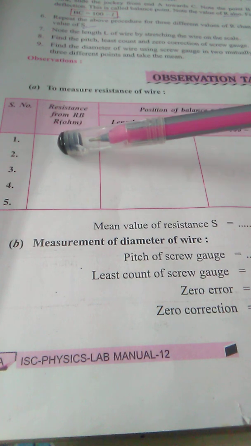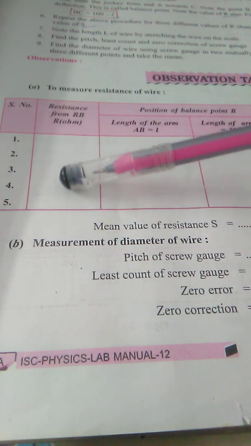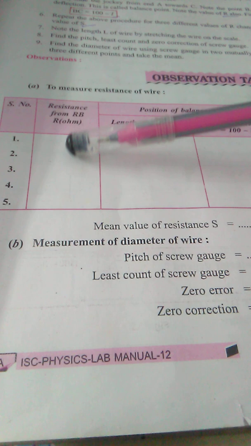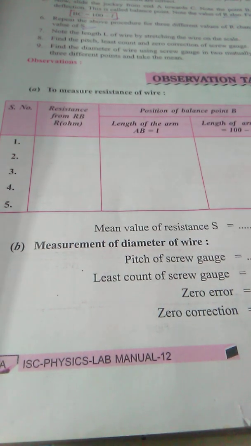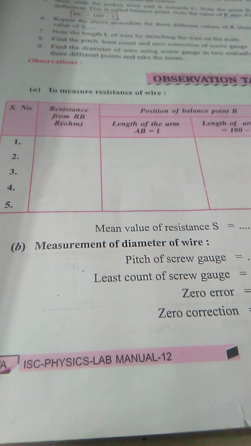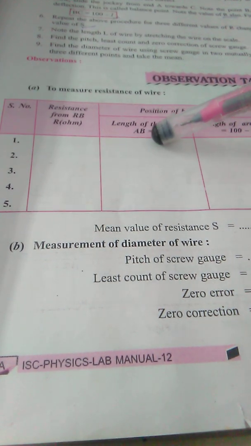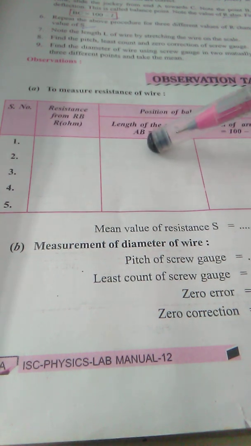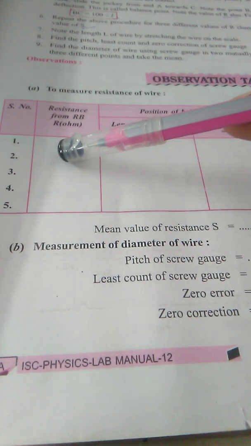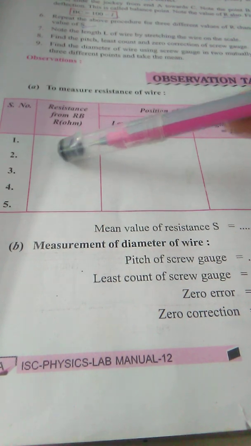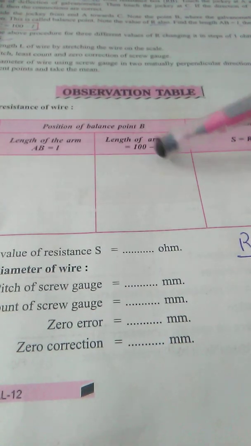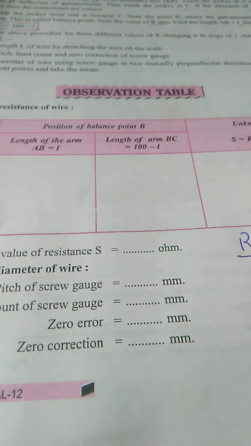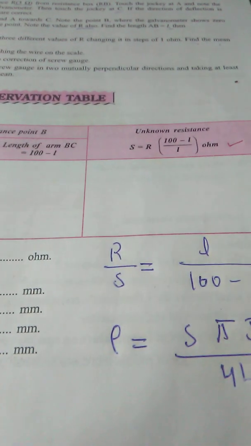We have to take out different resistances from the resistance box. You can take out 1 ohm, 2 ohm, 3 ohm, 4 ohm, 5 ohm, and so on. It is up to you how you take out the resistance. Then at different values of R, we get different values of L. Remember, listen once again: for different values of R, we get different values of L. Then we find the length BC by subtracting the length L from 100, and then we calculate the unknown resistance.